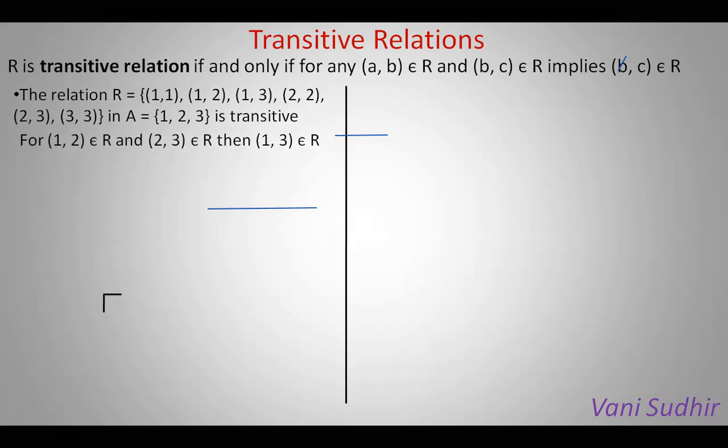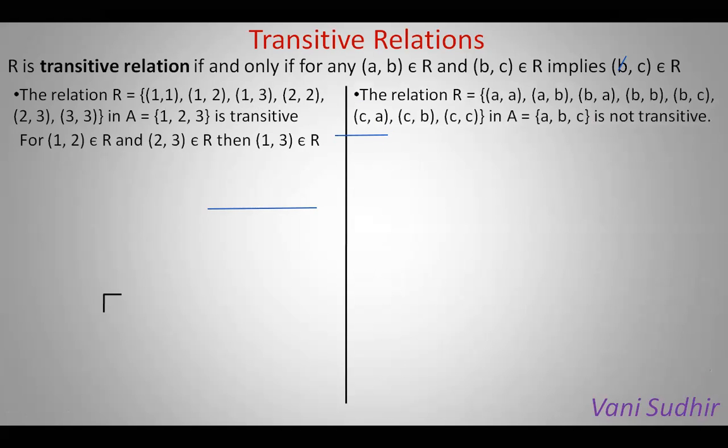1 comma 2 is there and 2 comma 3 is there, then 1 is related to 2 and 2 is related to 3, so 1 should be related to 3. 1 comma 3 is there or not, you check. 1 comma 3 is there, no? Therefore, 'is less than or equal to' is a transitive relation. When 1 is less than 2 and 2 is less than 3, obviously 1 will be less than 3. Unknowingly you are using the transitive relation.